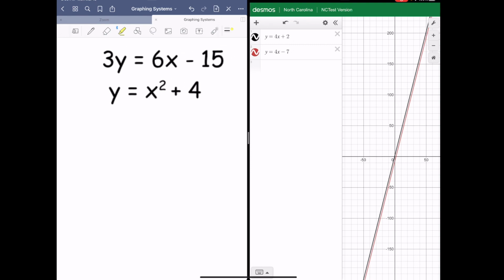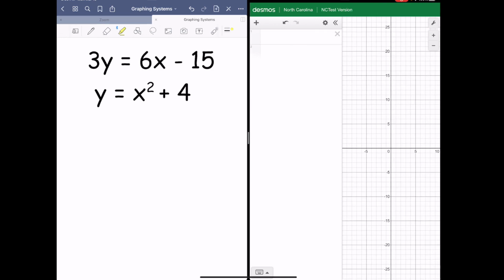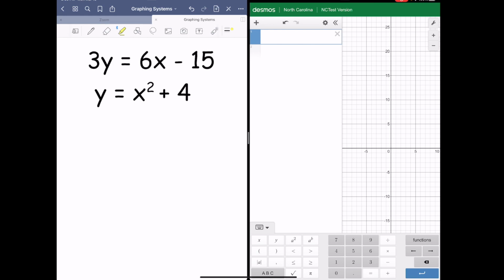Right, number 4. Close out the equations that we have. Go back to a standard zoom. So click that little house. And in the first box, we have 3y equals 6x minus 15.